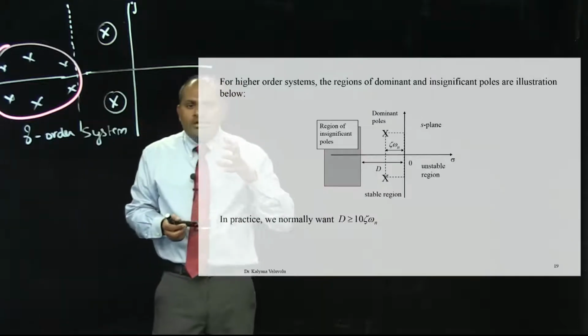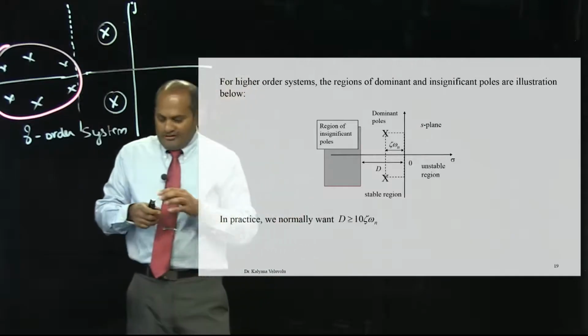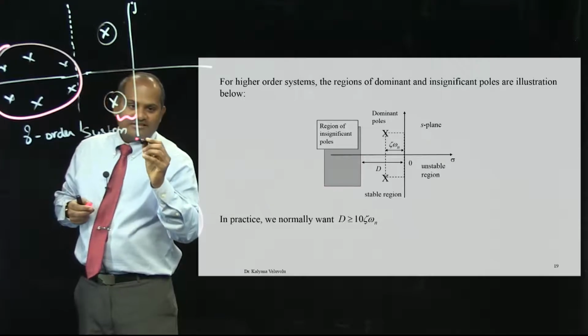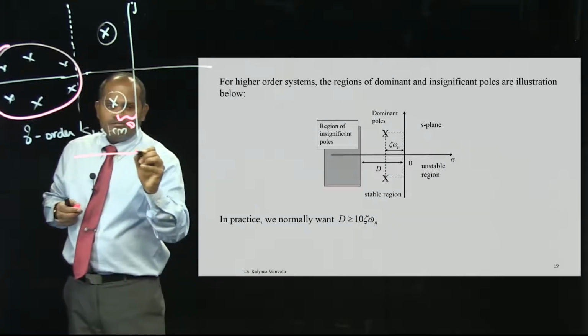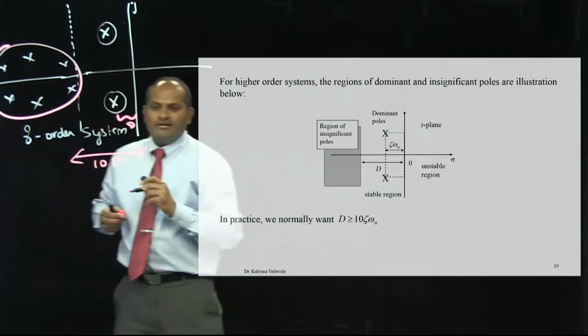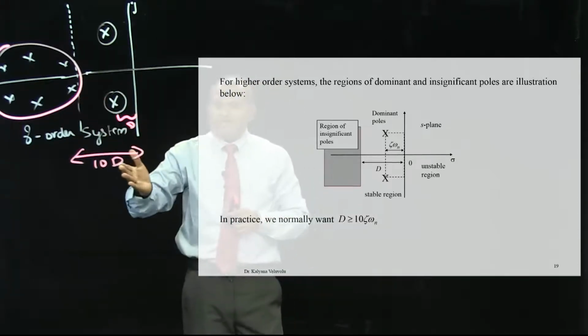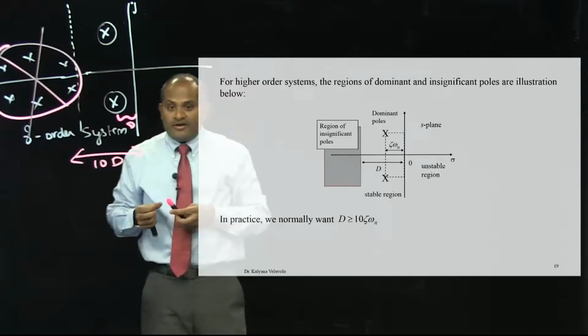So when you want to ignore higher order poles, all these poles should be at least 10 times far away. So if you want to ignore them, if this is, let us say, d, this should be 10d. So if this value is d, the other poles should be 10 times far away. If the poles are 10 times far away, you can ignore all these poles. If they are not, it's very difficult to ignore.